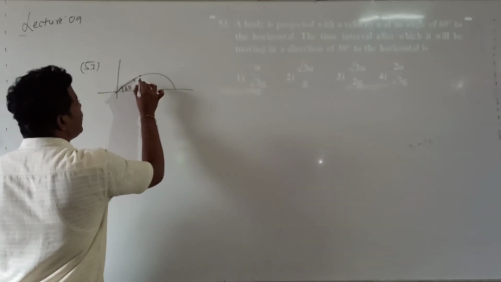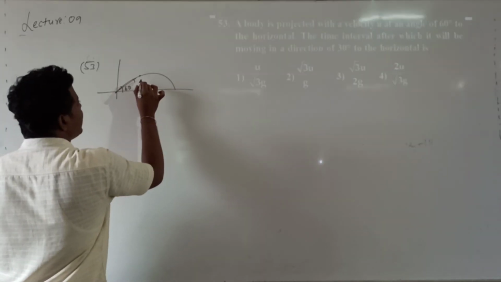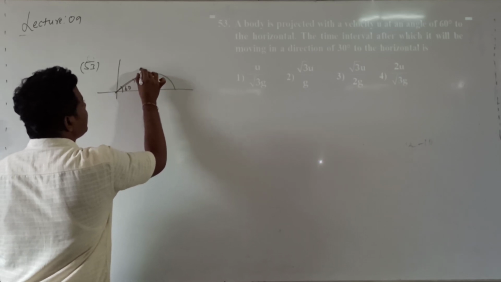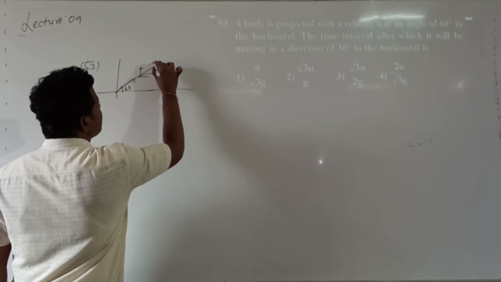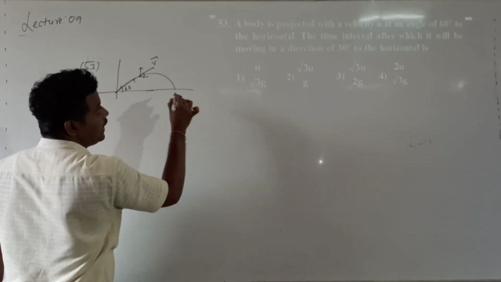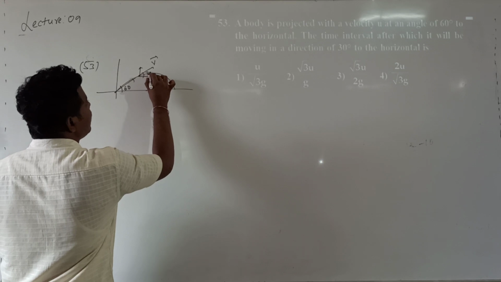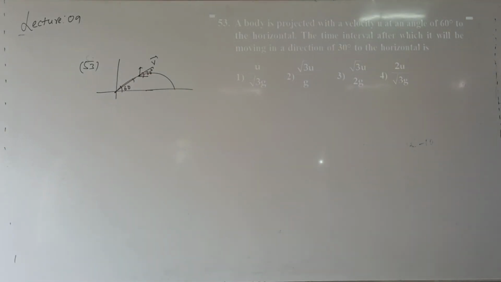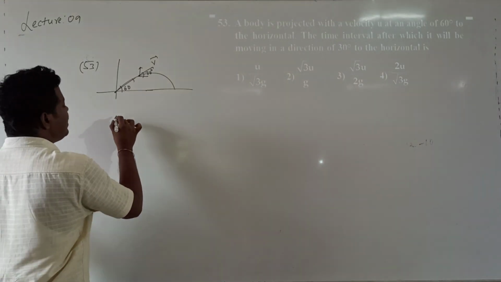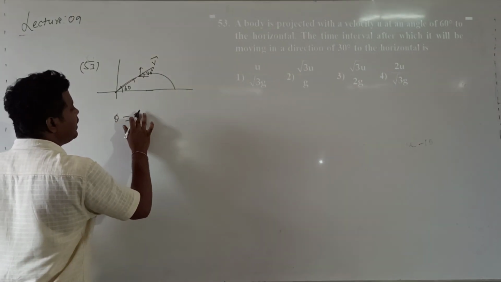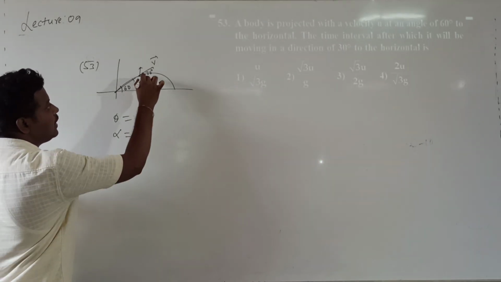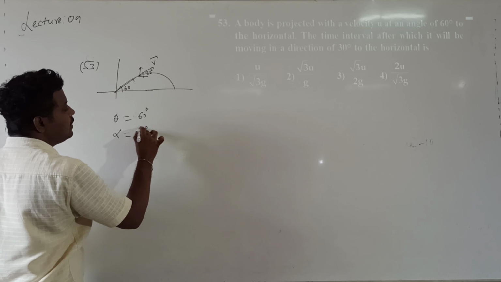For example, after some time the body has a horizontal velocity and a vertical velocity. One is horizontal, the other is vertical, and this is the resultant velocity. This resultant velocity is making an angle of 30 degrees to the horizon. Clear? So what is theta here? Theta is equal to 60 degrees, which is the angle of projection. Can I call alpha the angle made by the resultant velocity with the horizontal? That is 30 degrees.